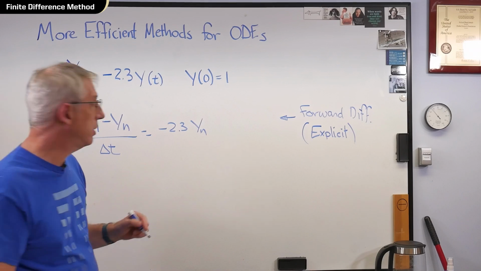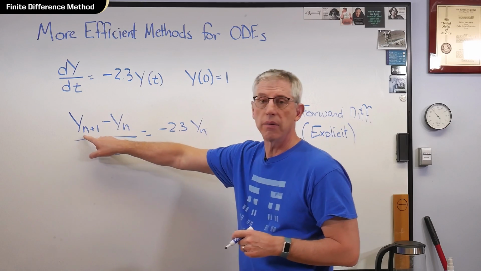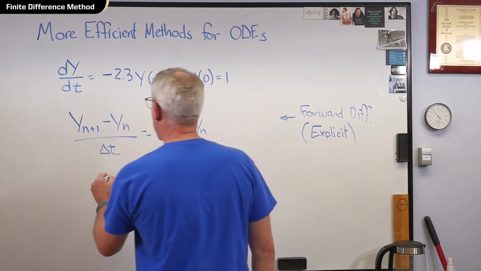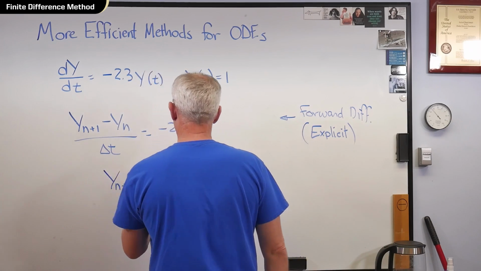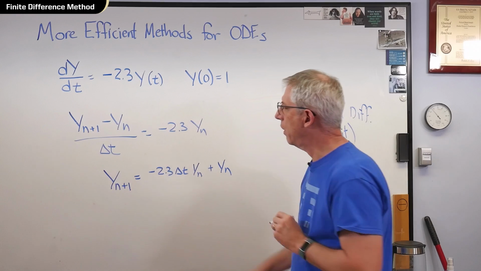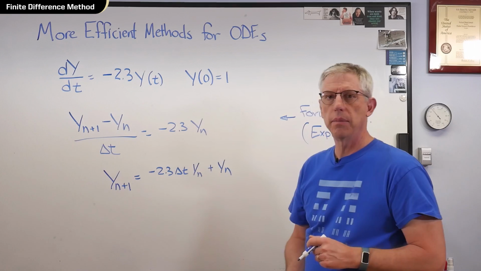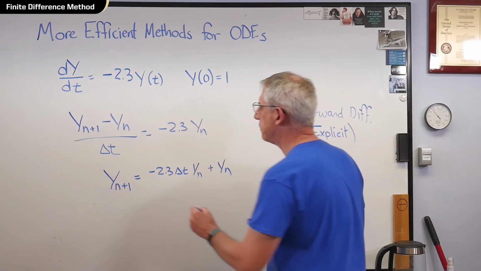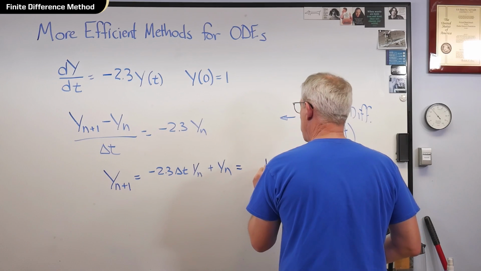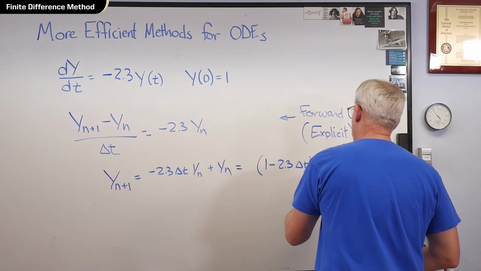Well, this isn't very hard to solve in this form. All we've got to do is solve for y sub n plus 1 on one side of the equal sign and everything else on the other side. So let's do that. All I did was multiply through by delta t, and then add that y sub n. Let me take one more step in cleaning this up. It looks to me like I can say y_{n+1} equals (1 - 2.3 delta t) times y sub n.